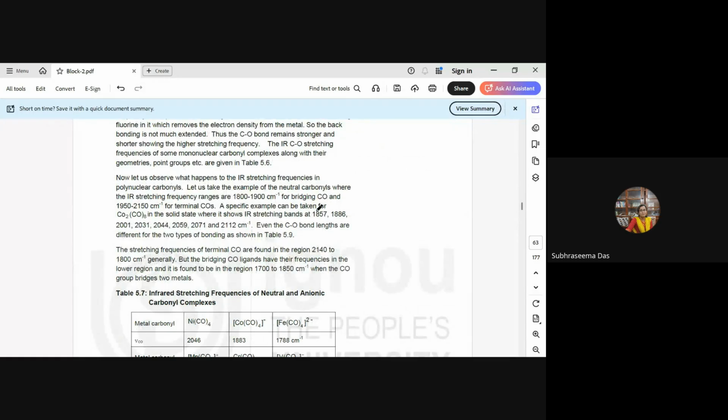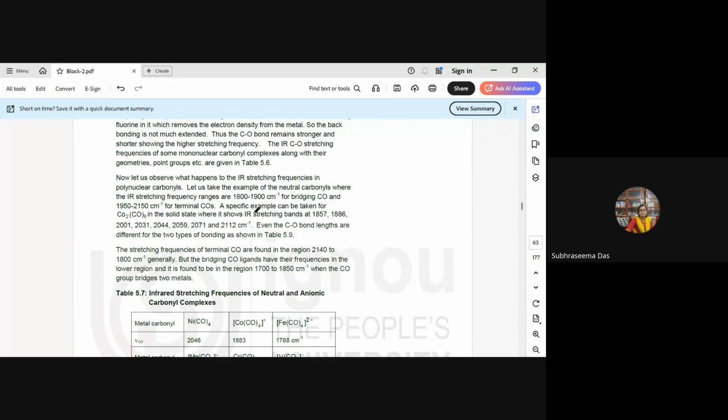So again, similarly, we will see what happens to the stretching frequency in polynuclear carbonyl. So this is a simple carbonyl that we talked of. So now we will talk of a polynuclear carbonyl. How is this frequency affected? So let us take the example of the neutral carbonyls.